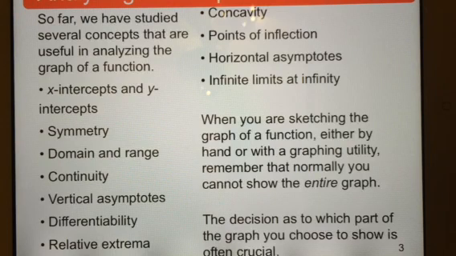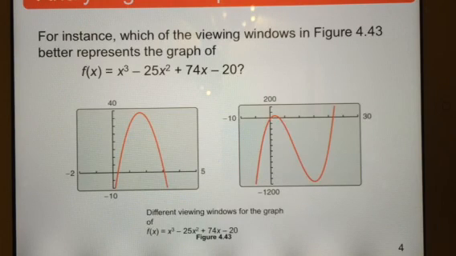we cannot entirely see the graph. The decision to which part of the graph you choose to show is very important. So for example, which of these viewing windows better represents the graph of the following function? x cubed minus 25x squared plus 74x minus 20.